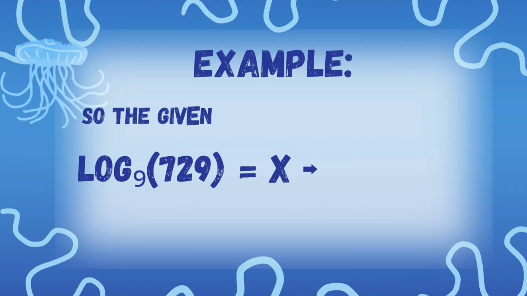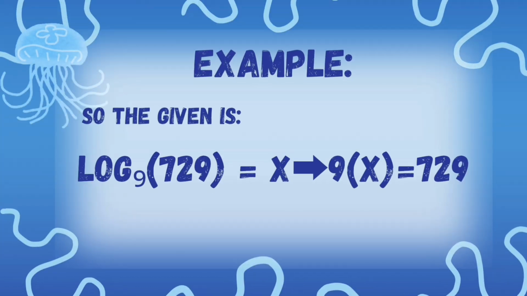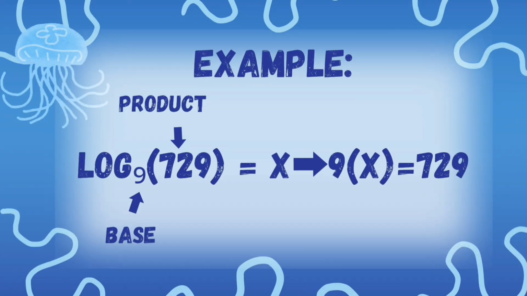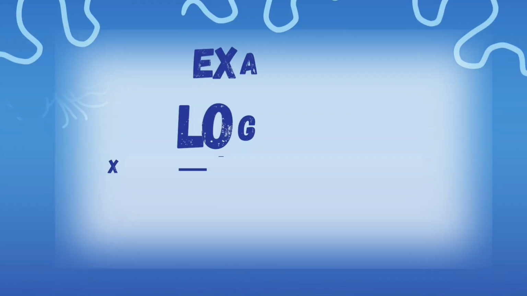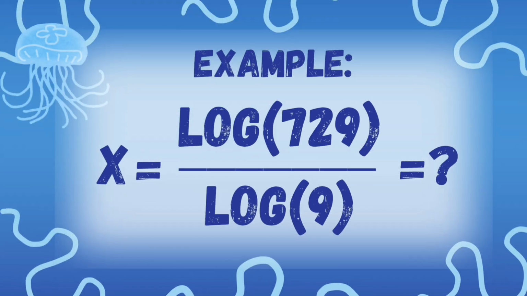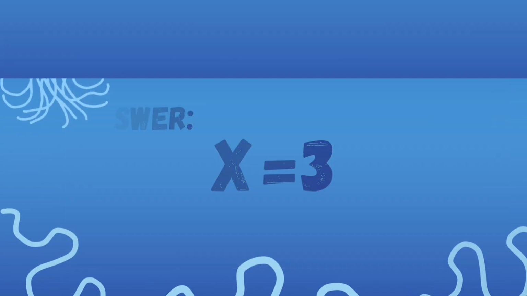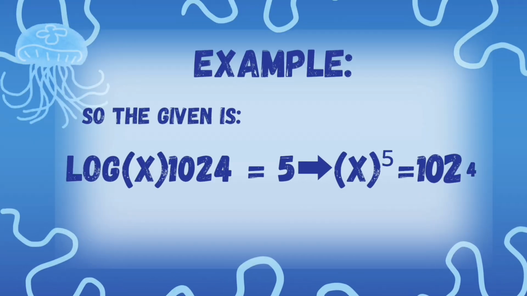For example number 2, the given equation is log base 9 of 729 equals x, and 9 to the power of x is equal to 729. So the base is 9 and the product is 729. So we need to divide log 729 by log 9, and x is equal to 3. So here's the given equation for example number 3.